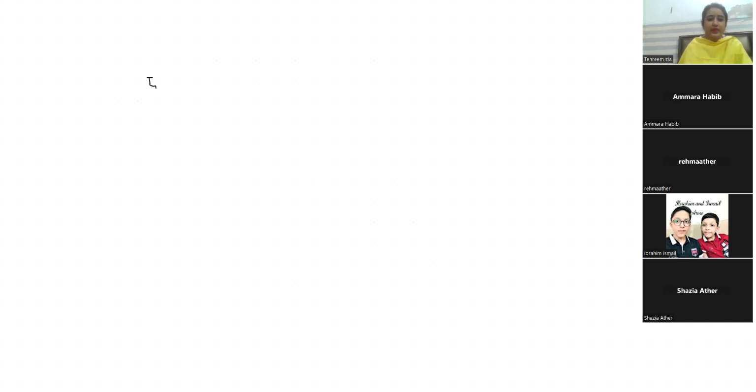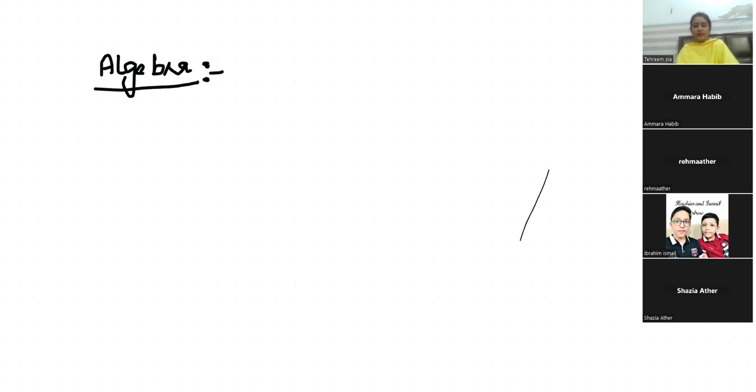So starting with a very major and important thing, and not that difficult, algebra. So what is algebra? And basically, can you please stop writing on the screen? There is one person writing on the screen. I think there is no need for the students to write on the screen. Only the teacher is allowed to write on the screen. Okay, so what is algebra?